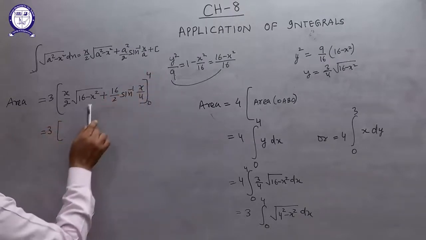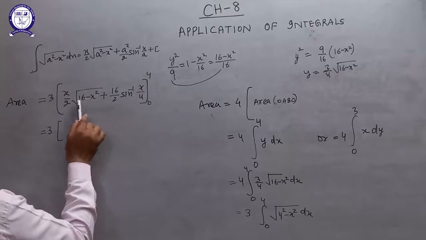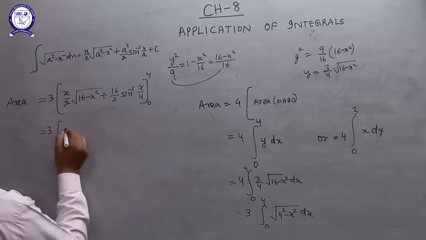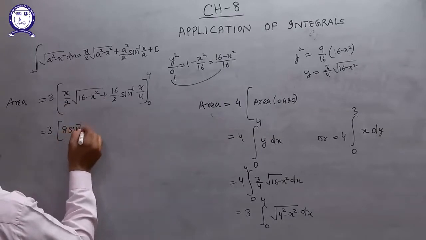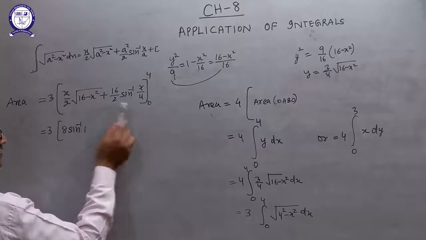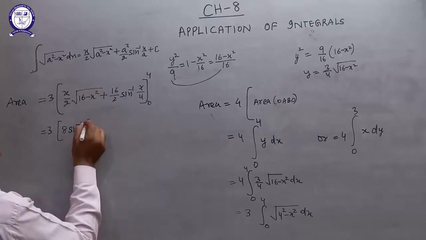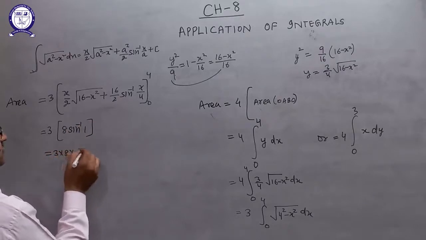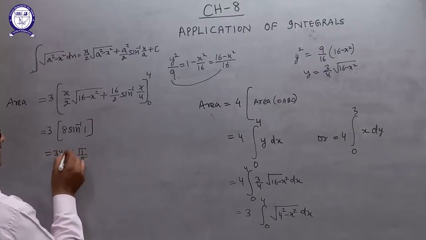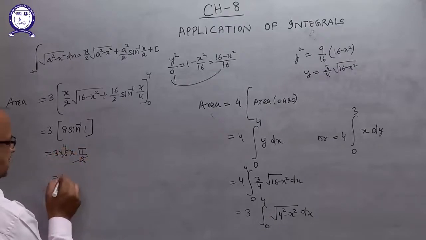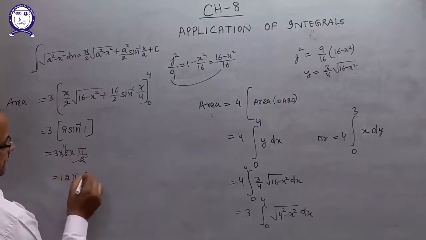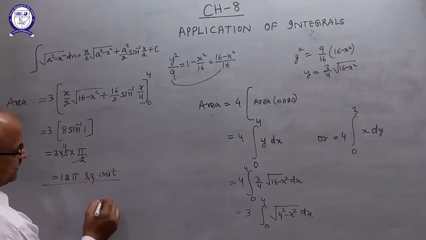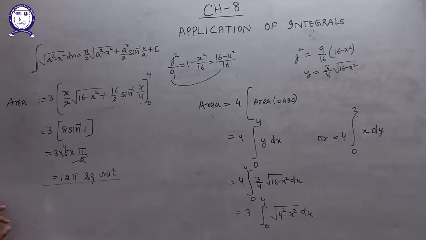For the upper limit, when you put 4 here, 4 square is 16, 16 minus 16 is 0, so this part becomes 0. With 4 by 4 is 1, that is 8 sin inverse 1, and when you put 0, this is completely 0. That is 3 into 8, and sin inverse 1 you know is pi by 2, this will cancel, that is 12 pi square units. This is the answer.